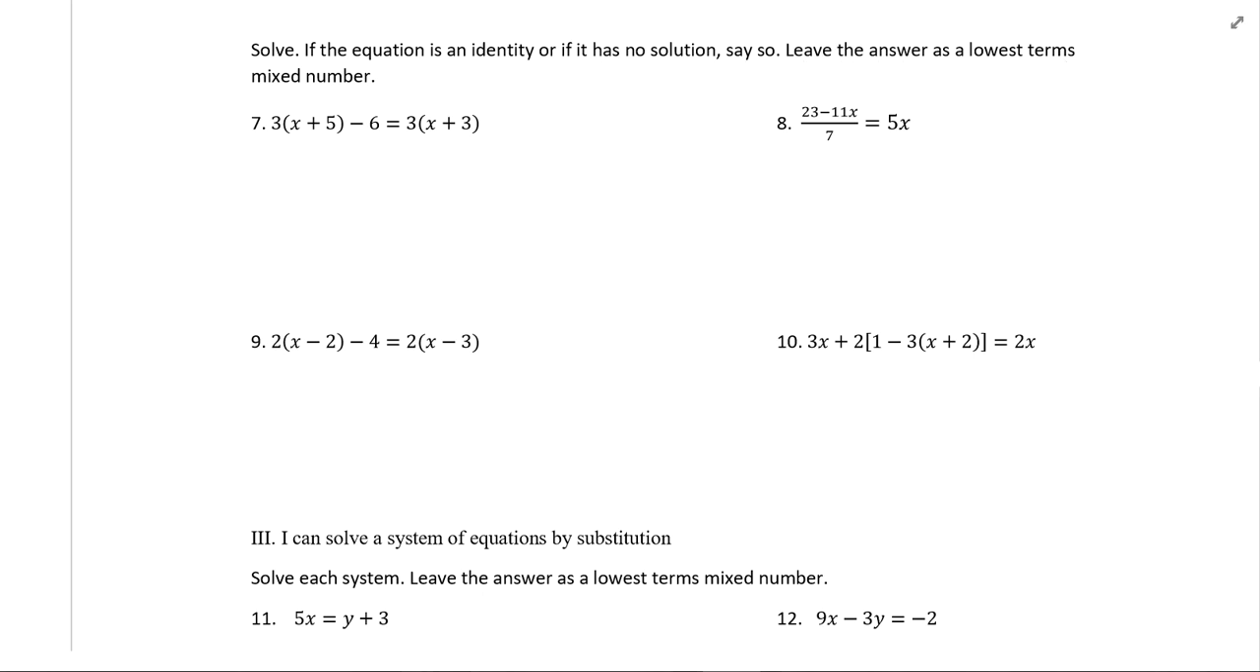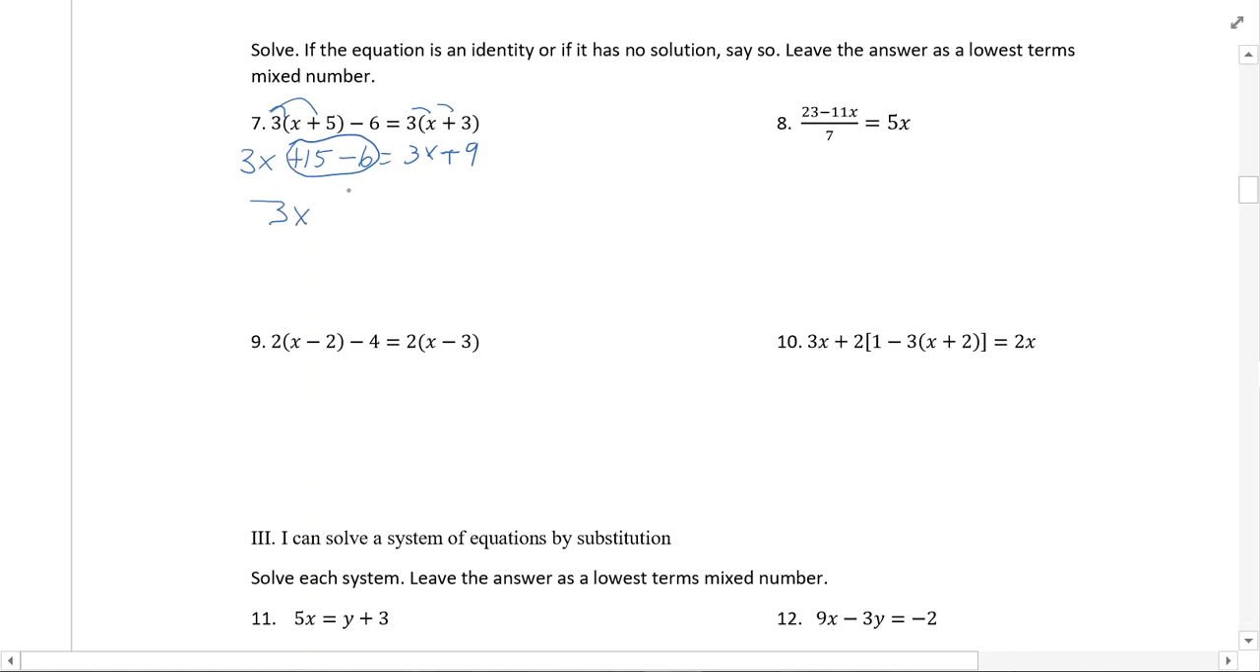All right, so let's go ahead here and solve. So the first thing I'm going to do with this one is distribute the 3 to both. So I have 3x plus 15 minus 6 is equal to, I'm going to distribute 3 here, 3x plus 9. All right, the next thing I'm going to do is combine my like terms on the left-hand side. I have 15 and negative 6. Well, 15 minus 6 is going to give me a positive 9, which is going to equal 3x plus 9.